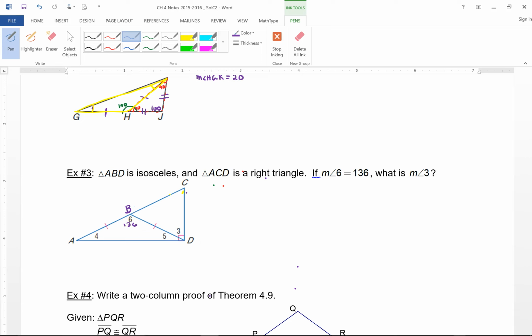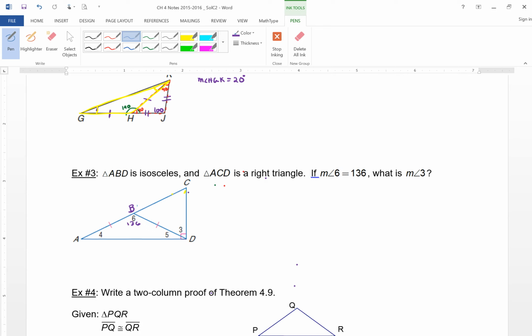Okay, so here we have to use the fact that we have an isosceles triangle. So if this is 136, we know that these two angles are congruent to each other. So I say 180 minus 136 is equal to 44. And if I divide that by 2, then angle 4 and angle 5 each get 22.